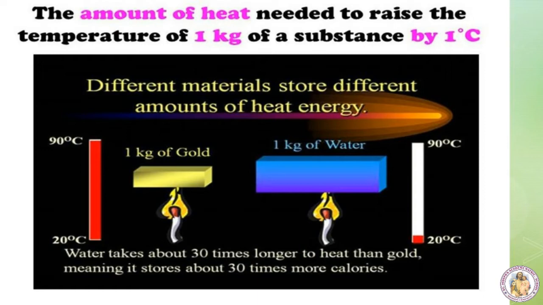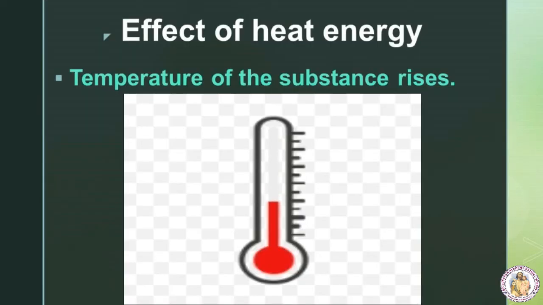Now what is a kilocalorie? 1 kilocalorie is defined as the amount of heat energy required to raise the temperature of 1 kilogram of a substance by 1 degree Celsius. Here, different materials store different amounts of heat energy. So 1 kilogram of gold is here, and 1 kilogram of water is also here. Which one takes a long time to heat? Water takes about 30 times longer to heat than gold, meaning it stores about 30 times more calories. So which one takes longer? Water.